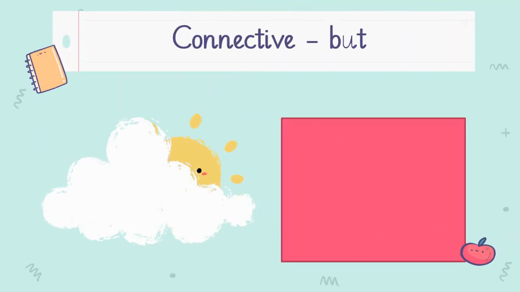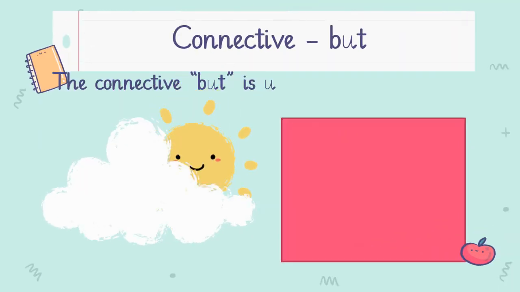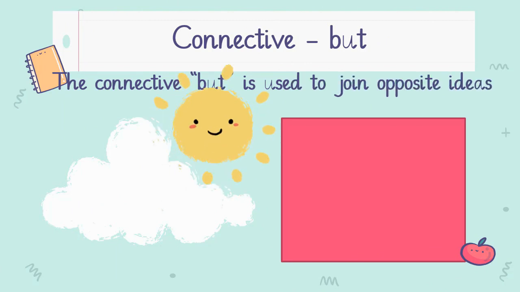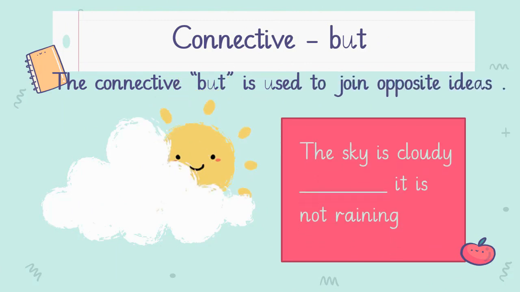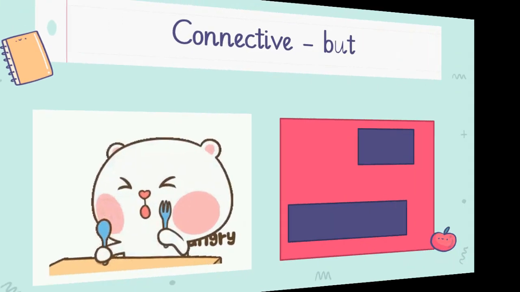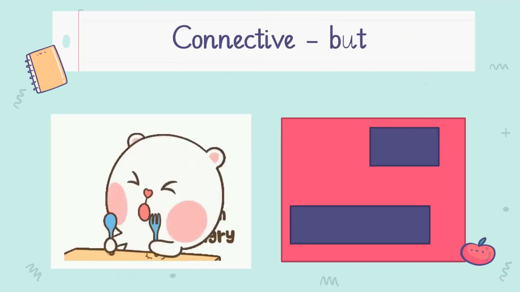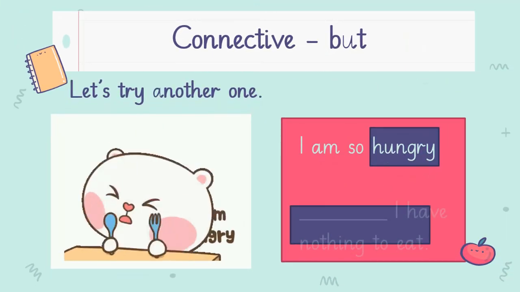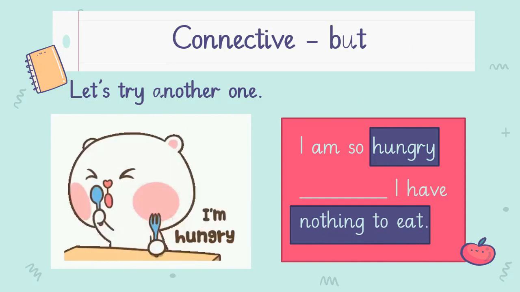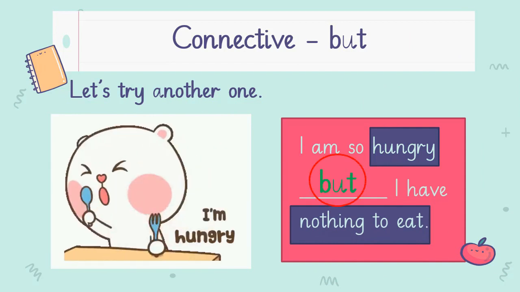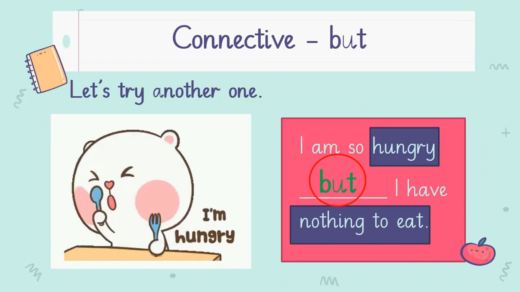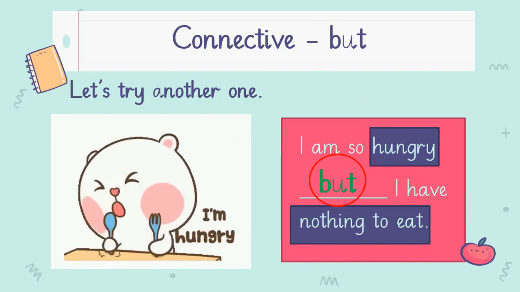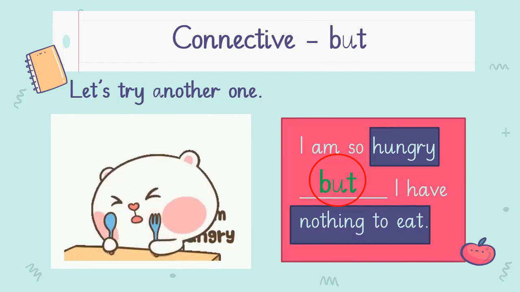The third connective is but, and it is used to join opposite ideas. For example, the sky is cloudy, but it is not raining. Now you tell me which connective will we use here? Wow, you're correct. I am so hungry, but I have nothing to eat.